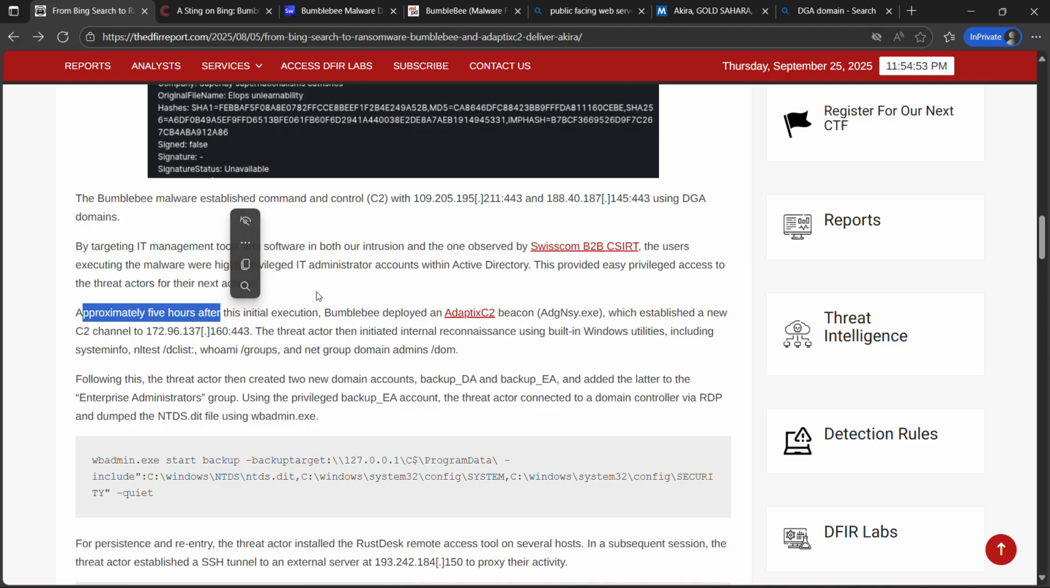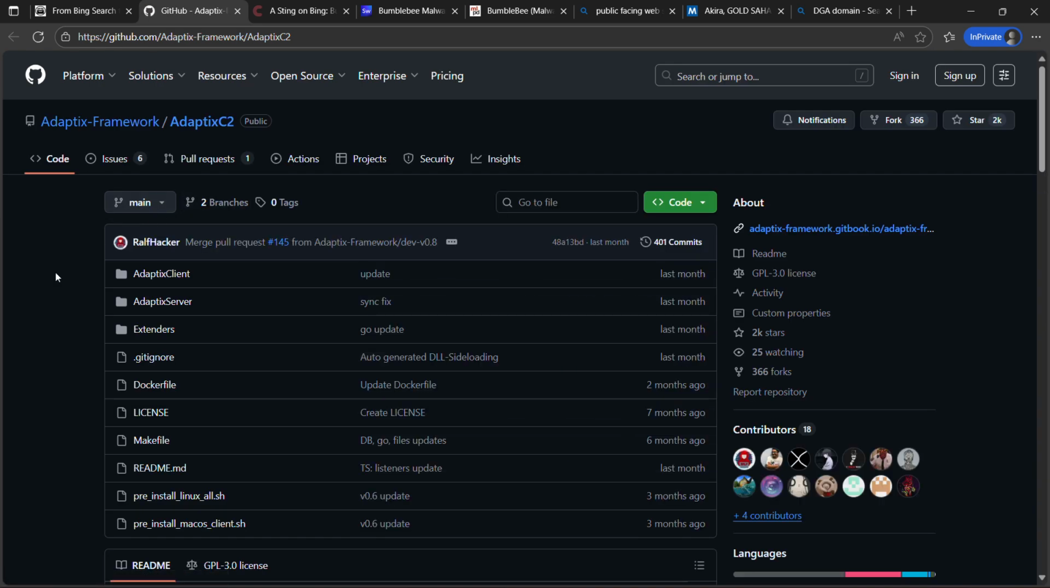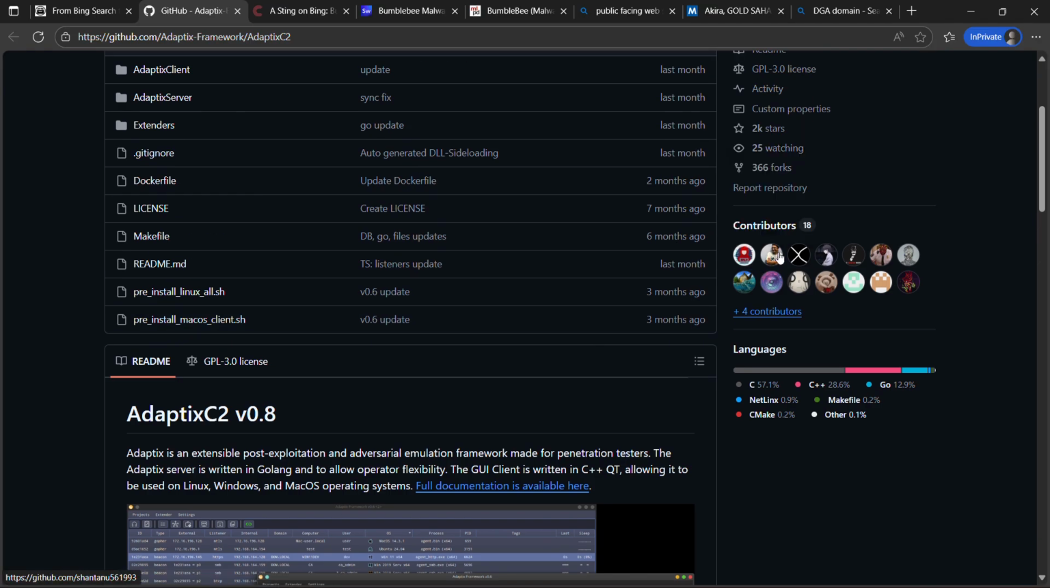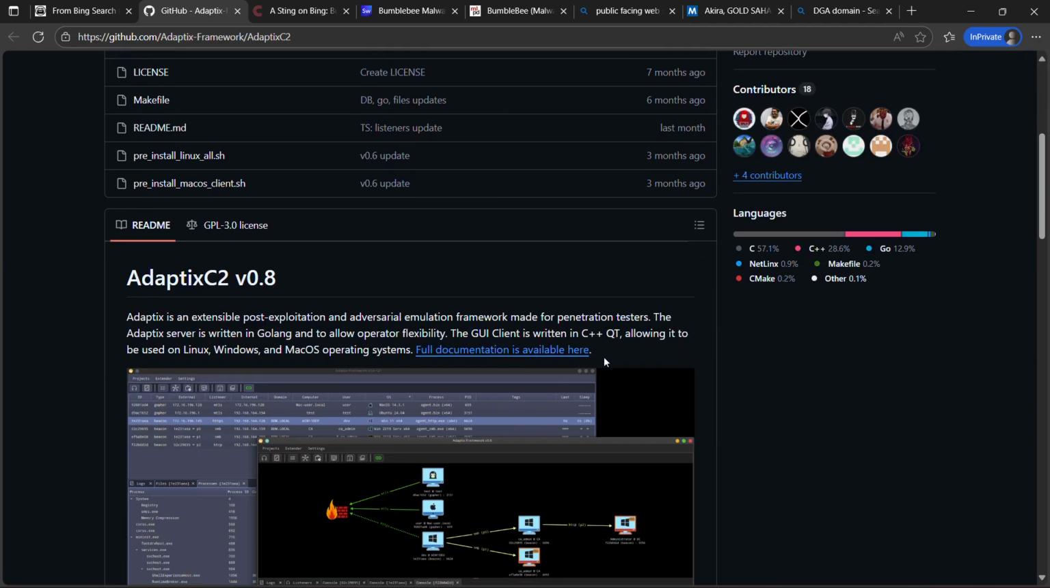Approximately 5 hours after this initial execution, Bumblebee deployed an Adaptix C2 beacon. Adaptix. We have to look into it. What is this? Adaptix is an extensible post-exploitation and adversarial emulation framework made for penetration testers. Yes, once again, it's made for penetration testers, but it's also used by threat actors.